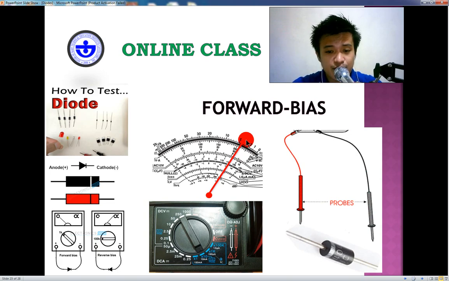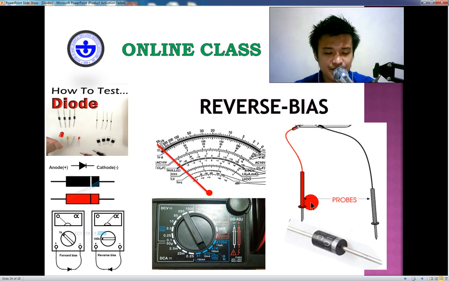Again, the reading of your multimeter should be low but not zero when your setting is like this, and the connection of your test probe towards your diode would look like this in this illustration. If this is the forward bias and your diode is in good condition, the reading should be like this. But of course, we cannot tell yet that your diode is in good condition; we need to consider also the reading on the reverse bias.